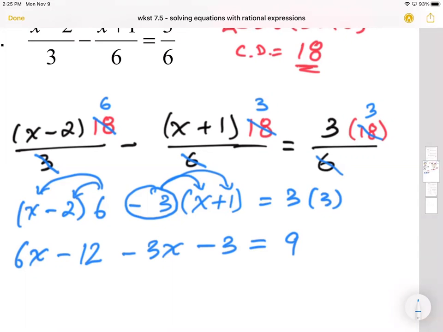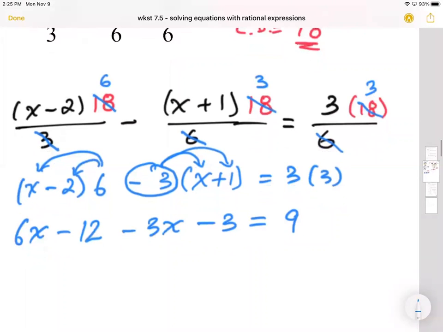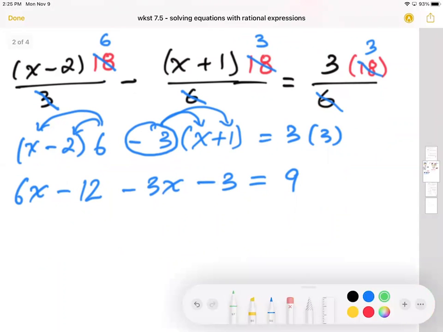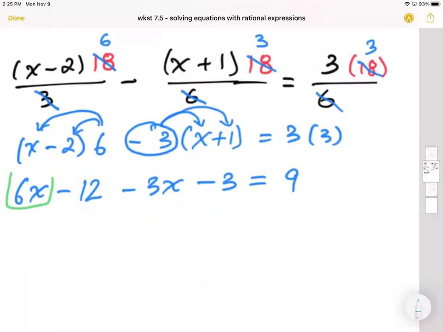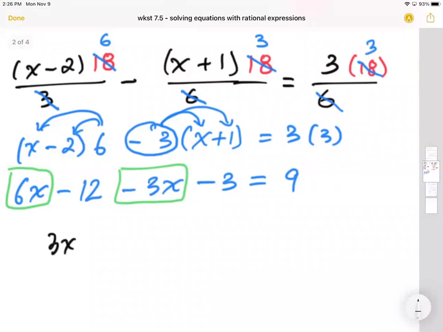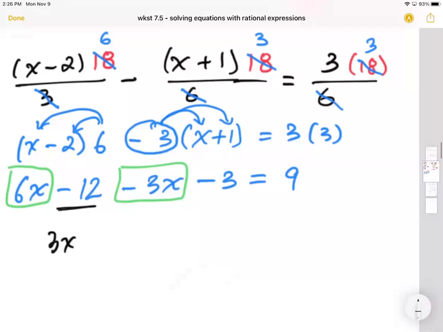So if you use 6, your number will be a little bit smaller, but if you use 18, it's not wrong. It's just that you have to deal with a little bit bigger number. So now we know that they are on the same sign, and if they are on the same sign, we need to combine like terms. If I combine like terms, do you agree that 6 take away 3, I still have 3x left? And similarly, I have a -12 and a -3.